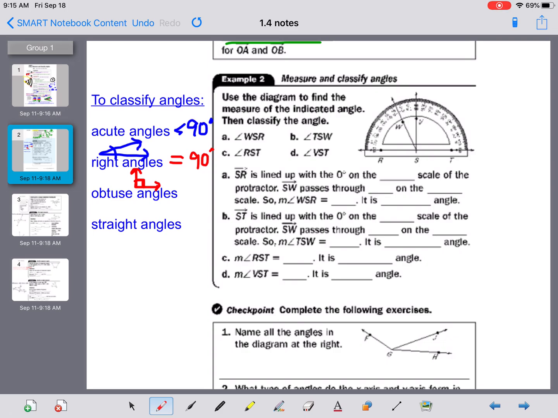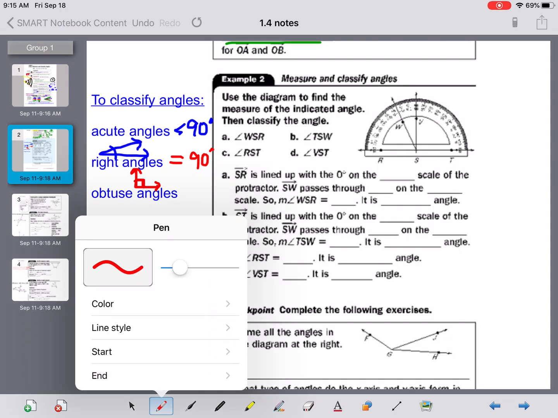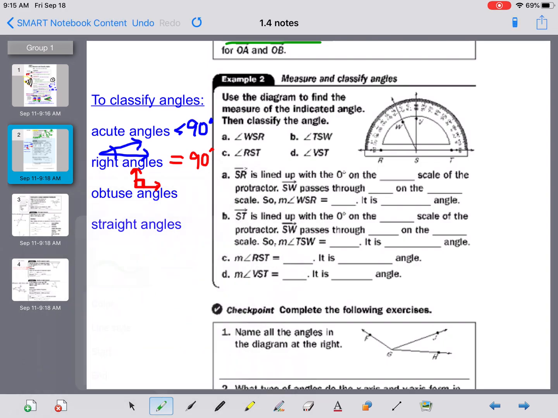All right, obtuse angles. Well, you know, in English, there's a lot of prefixes and suffixes that help you know what words mean and what family they go to. So, OB. What other word do you know that starts with OB?